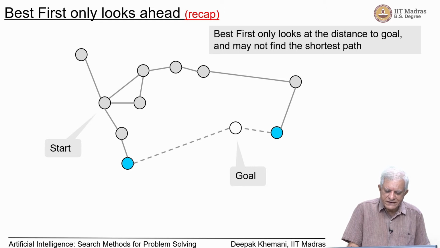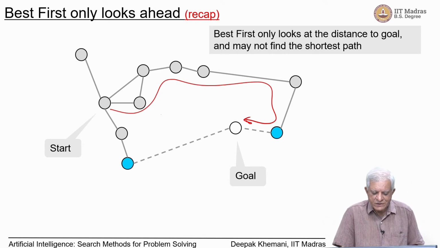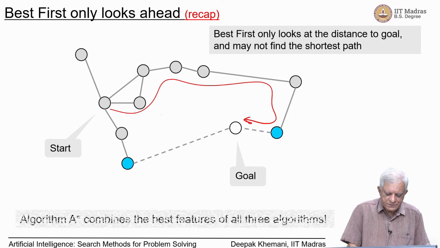So, as we said earlier, it only looks ahead, and it is possible that best first would have found this path to the goal, but which is not necessarily the shortest path. That is because it only looks ahead, it does not look behind. A star, as we have been saying, combines the best features of all these algorithms.